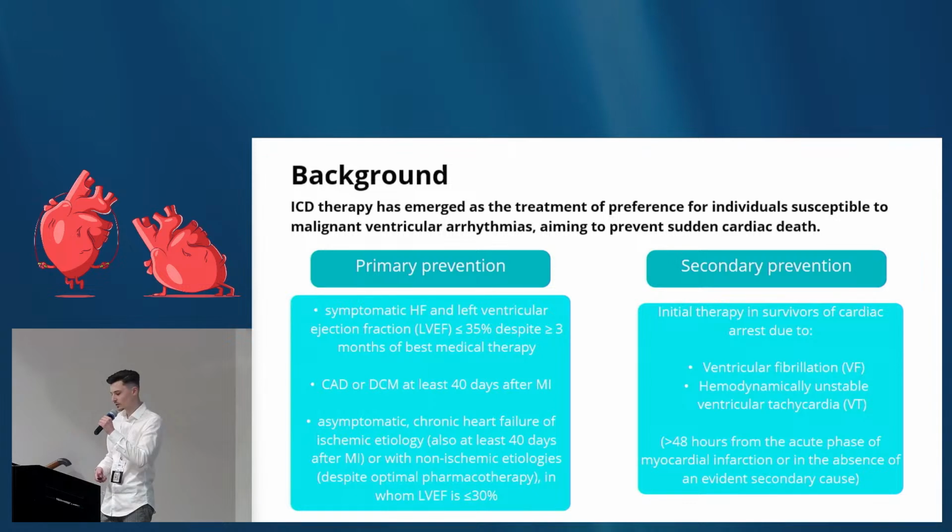Secondly, in case of coronary artery disease or dilated cardiomyopathy at least 40 days after myocardial infarction. Or thirdly, in case of asymptomatic chronic heart failure of ischemic etiology, also at least 40 days after myocardial infarction, or with non-ischemic etiologies in whom left ventricular ejection fraction is below 30%. On the other hand, the secondary prevention concerns the survivors of ventricular fibrillation or hemodynamically unstable ventricular tachycardia.